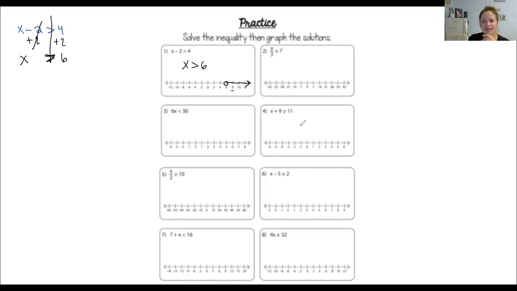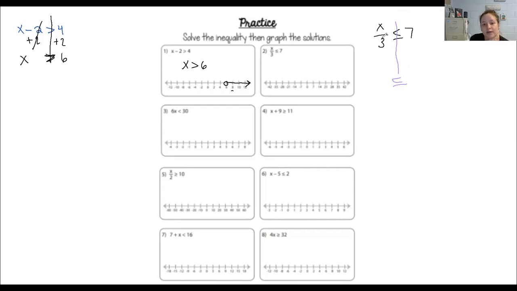All right, let's look at number 2. We've got x over 3 is less than or equal to 7. All right, so here, again, before we get started, what do we put on the inequality? We draw that line. Okay, let's go ahead and bring that inequality down so we don't forget it later on.